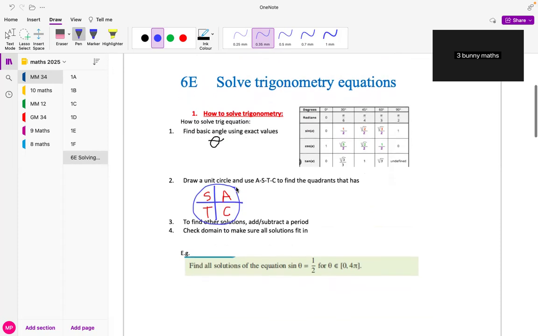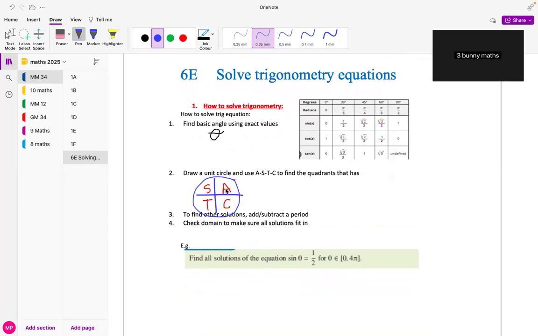Then your second step is you're going to draw a little circle and you're going to use ASTC to find the quadrant that has sine positive, cos positive, or tan positive, depending on what you're looking for. Then it's important to know the angle in this quadrant. So let's say theta is the basic angle in quadrant one. So here we have the reference angle, theta.